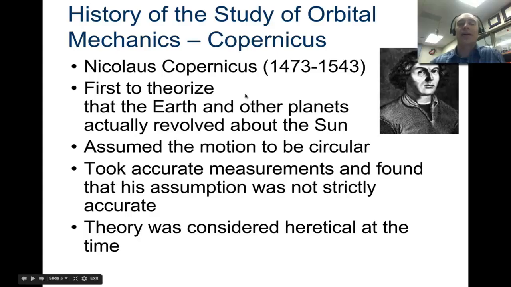Then in the late 1400s to 1500s, Copernicus was the first to theorize that the Earth and other planets revolved around the sun, and it was heretical at the time. People thought that he was crazy, didn't know what he was talking about, but he really studied planets' motion, and that's how he figured this whole piece out. He assumed the motion at this time to be circular, and took very accurate measurements, and found that his assumption was not strictly accurate, but he was pretty close.